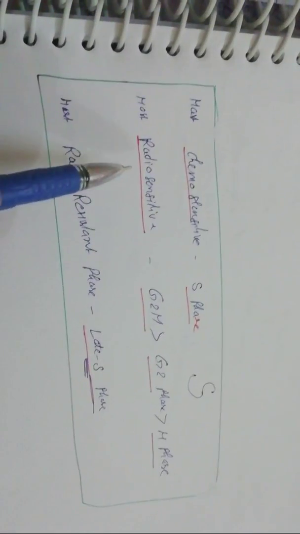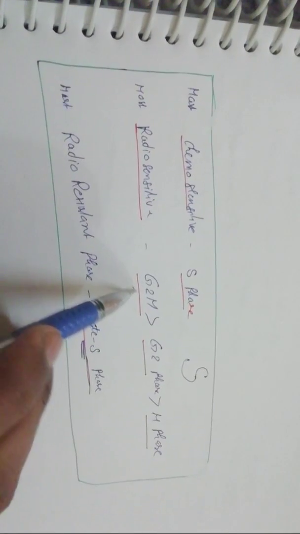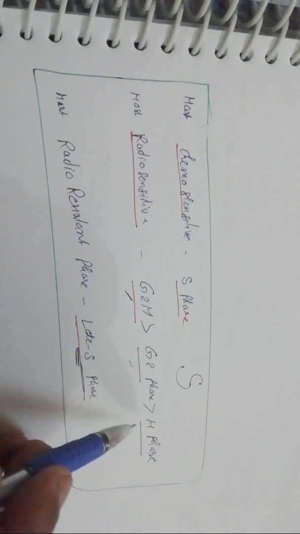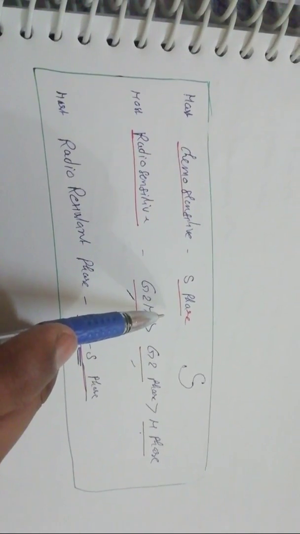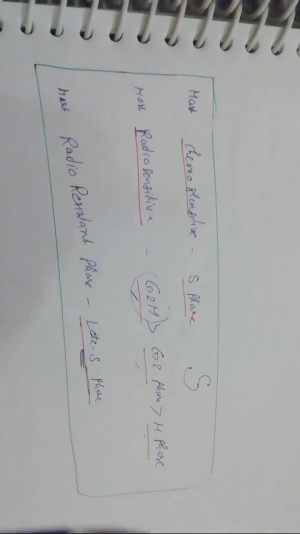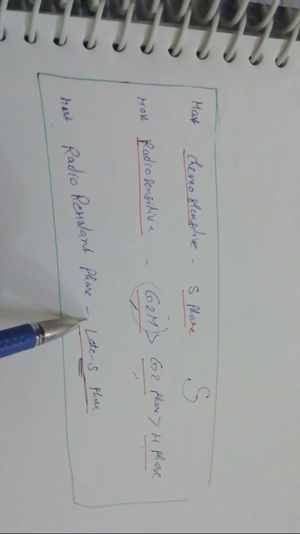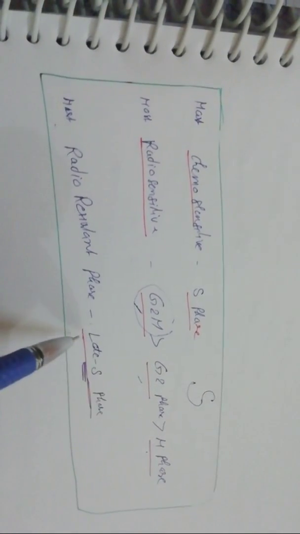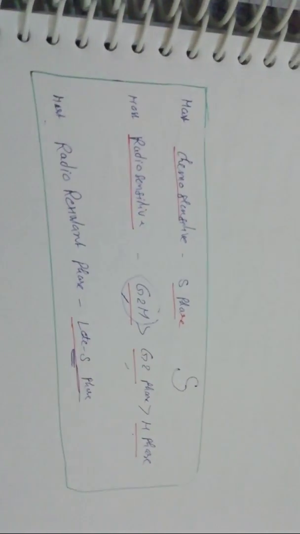This is S phase. If you look at the radiosensitive phases, the most radiosensitive will be the G2 to M phase, then comes the G2 phase, then comes the M phase. So this is what you have to understand, that the most radiosensitive is the G2 to M phase. And the most radioresistant phase is the late S phase. So this is what you have to understand.